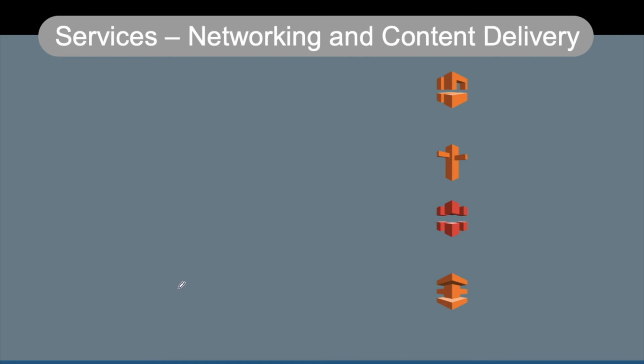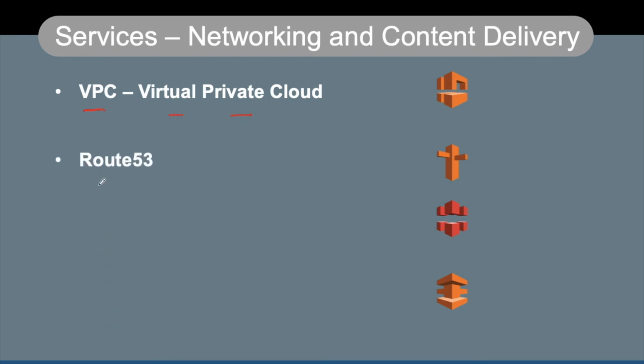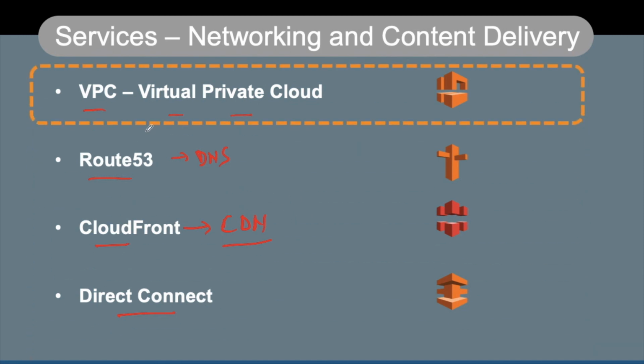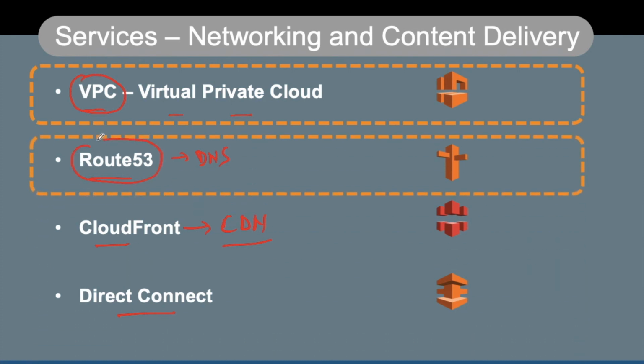In case of networking and content delivery, we have VPC, which is Virtual Private Cloud, Route 53, which is the DNS service of AWS, CloudFront, which is the CDN service of AWS, also called Content Delivery Network, and Direct Connect, which connects remote data centers to the AWS cloud. However, in this case, we are going to talk about the VPC service, Virtual Private Cloud, and Route 53. So these are the services which we are going to discuss in this particular course.